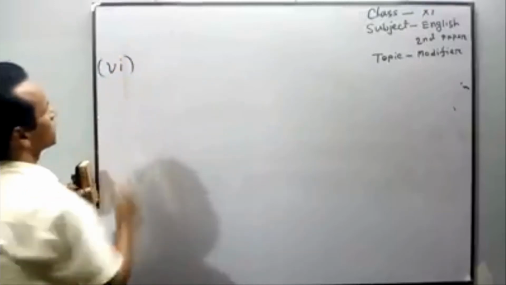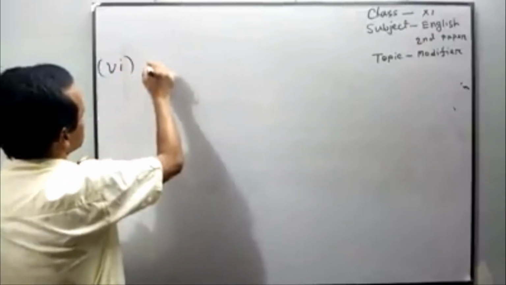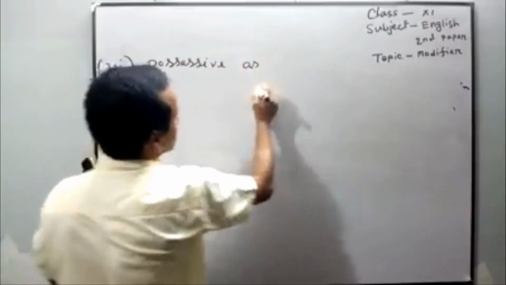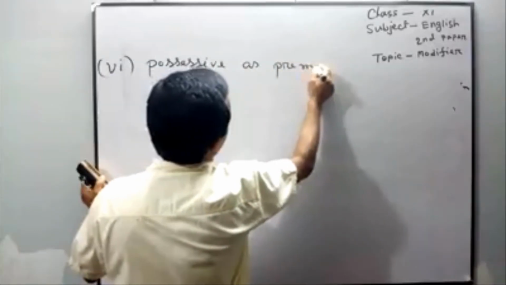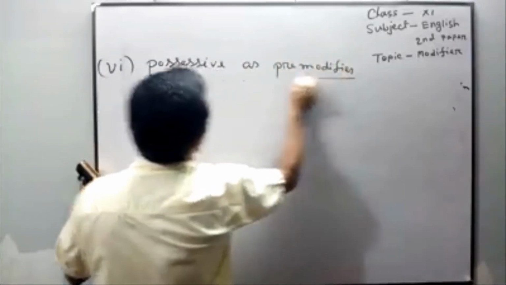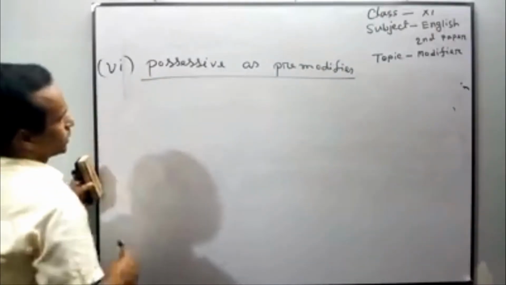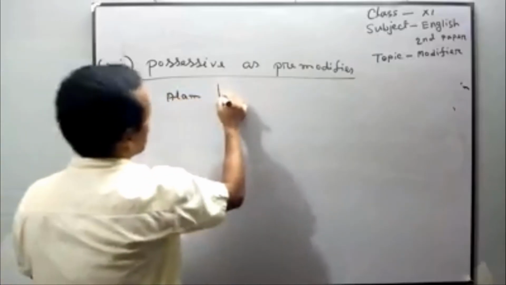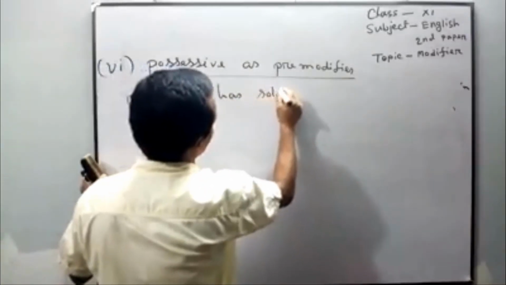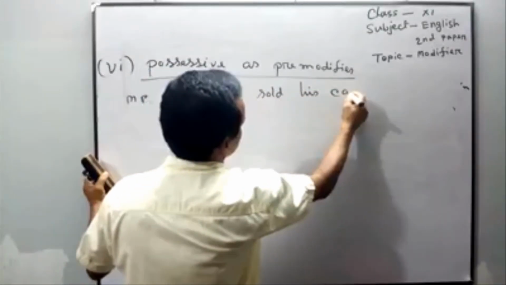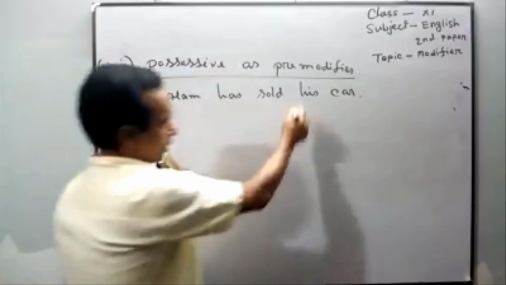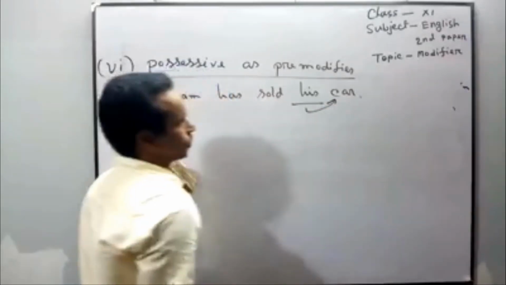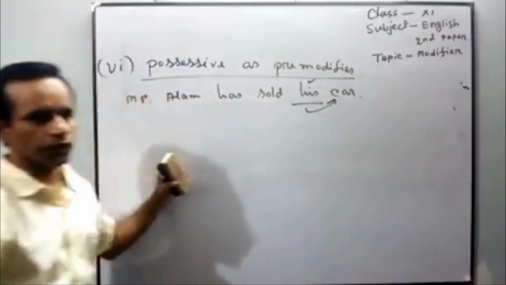Next, possessive as pre-modifier. For example, Mr. Alam has sold his car. Here, his is possessive and it has qualified the word car. So, this is pre-modifier.